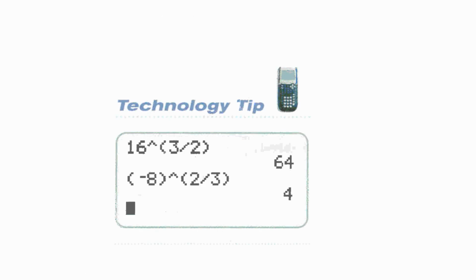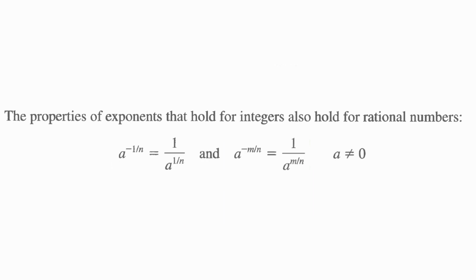Your turn. See if you can simplify 27 to the 2/3. And the correct answer is 9. Just a technology tip. Here's how you do it in the calculator. You're looking for the caret, and make sure you're using parentheses for your rational radical.